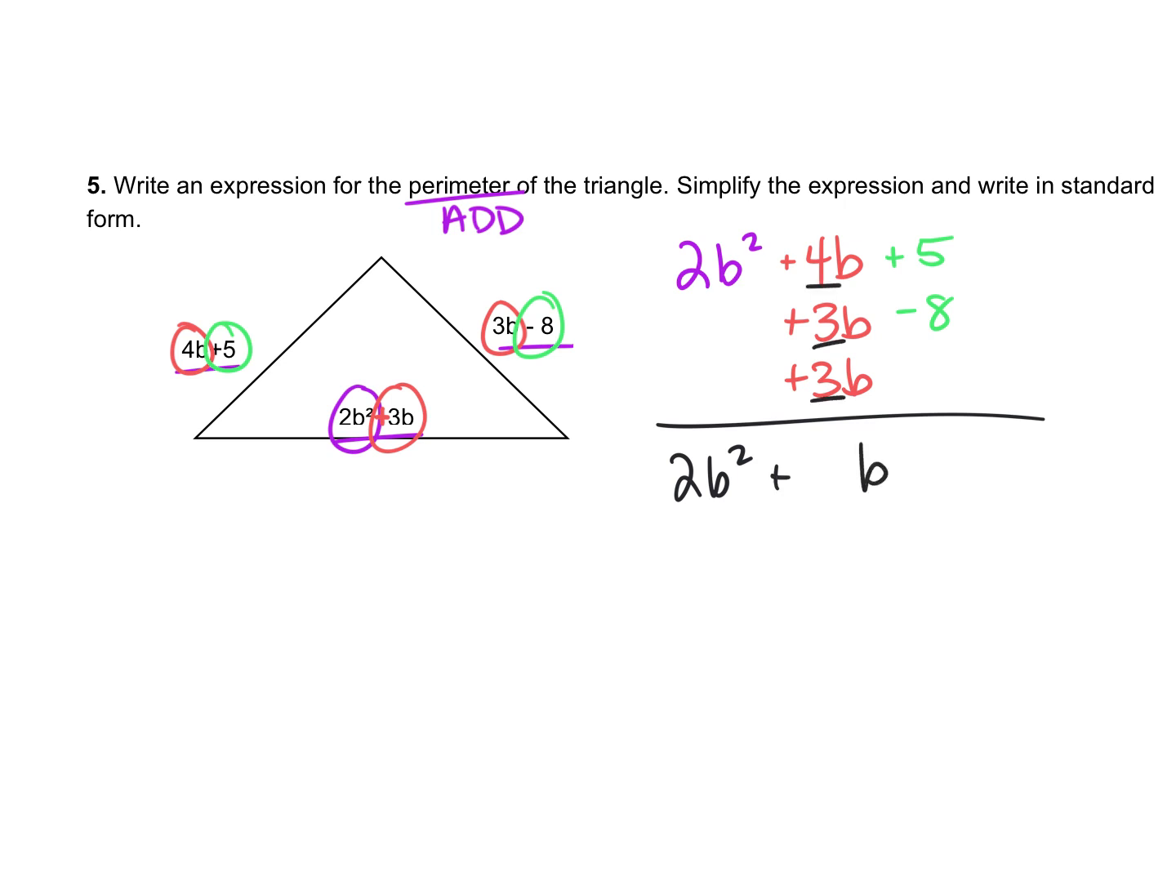7 and 10. 4 plus 3 makes 10. And then add our constants. 5 plus a negative 8. Negative 3. All right, guys. So again, we're just adding. We're just combining like terms. Cool. Now we're going to do the other two that we skipped.